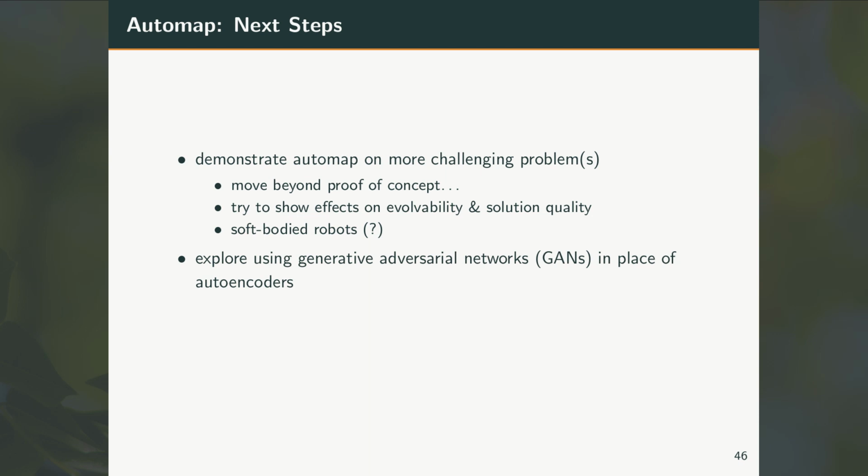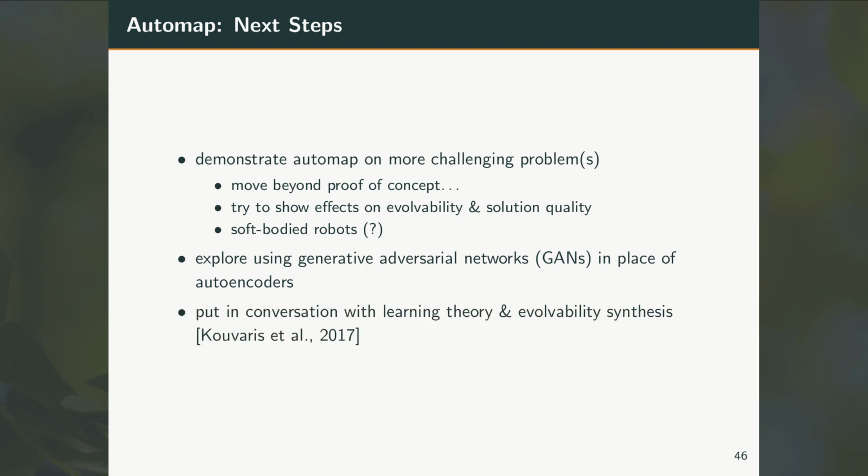Another thing we could look at is using generative adversarial networks in place of autoencoders. There's been some really awesome work with these in the image tasks that are popular in lots of deep learning literature. These are the inside out and backwards version of autoencoders. And I think that these could be used for a similar effect.